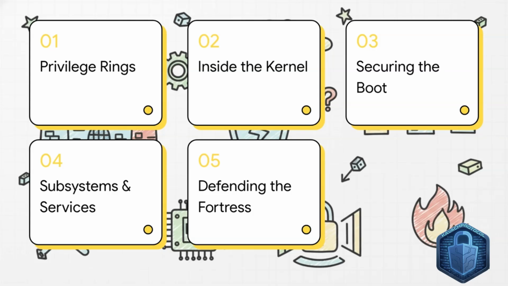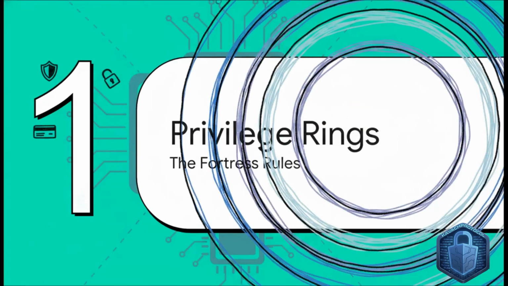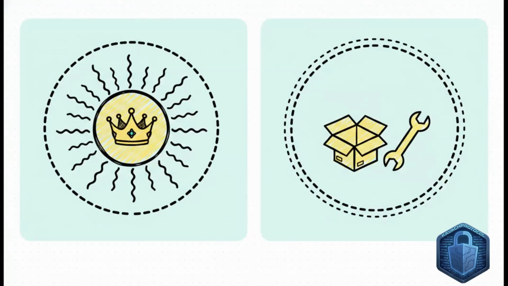Let's start with the foundation. Section 1, Privilege Rings, the Fortress Rules. Okay, so everything in Windows security essentially comes down to this one fundamental concept. Modern CPUs have hardware-enforced privilege levels. Think of them like super strict security clearances in a top-secret facility. There are two main clearances you really need to know about.